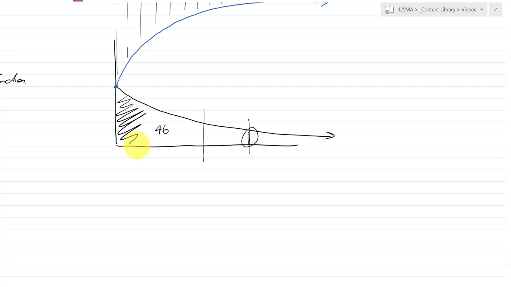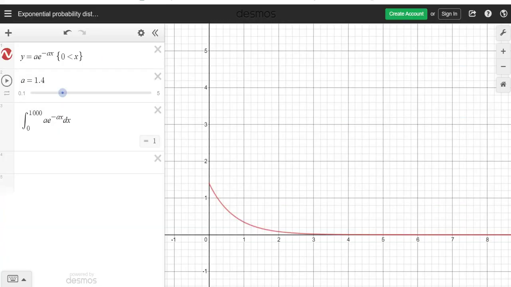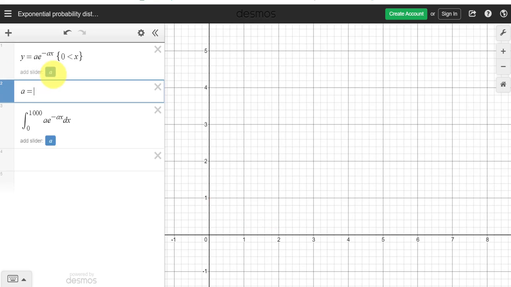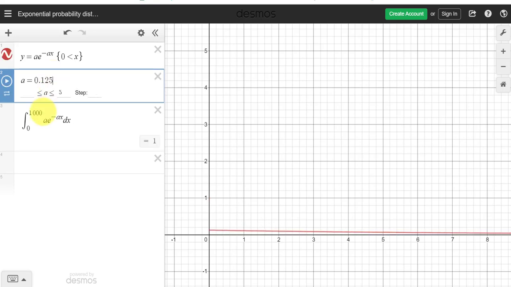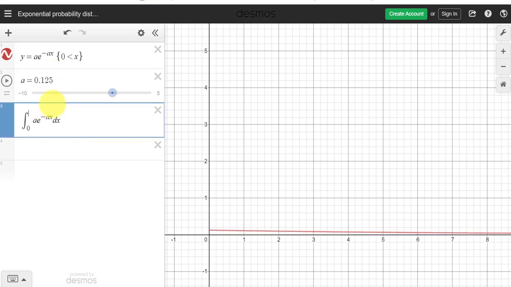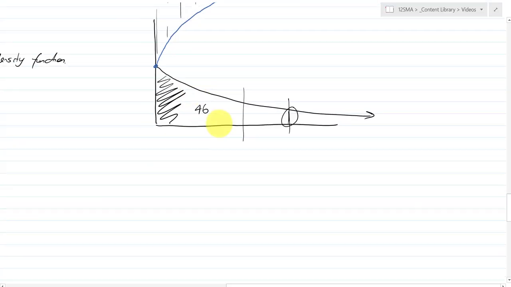So that is fairly reasonable, and of course we can check it as well through our application of Desmos. So here's Desmos here, and I can change my A to be 1/8, which is of course 0.125, and I can change my upper boundary here to be 5, and we get that answer. So there's my value there, and that shaded region there would represent 0.46. So if you have got your calculator, you can check that quite easily.